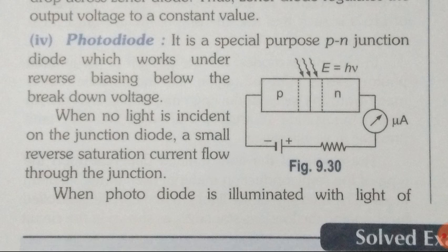When no light is incident on the junction diode, a small reverse saturation current flows through the junction, and when the photodiode is illuminated with light, that current stops. Are you understanding this?